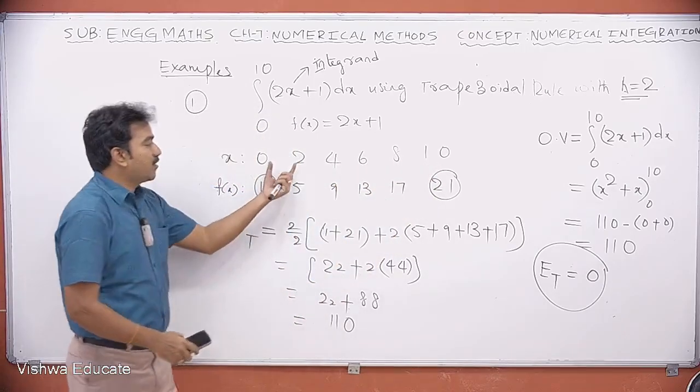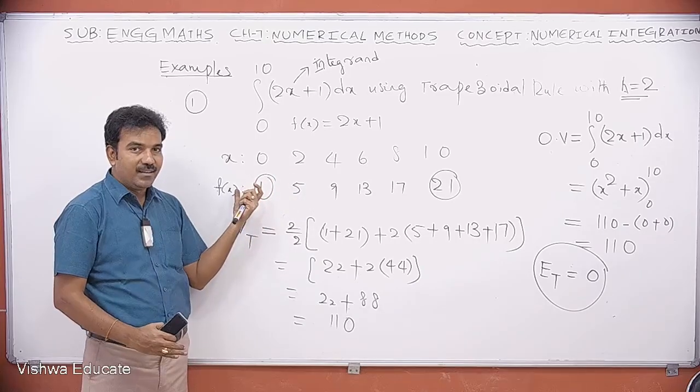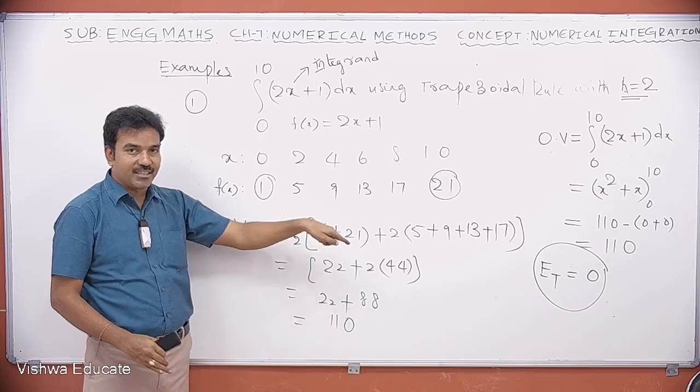Suppose you start the same problem with h equal to 1, the number of subintervals will be more. Here it is 5, there it will be 10. Again you will get the same error. You can cross-check it.